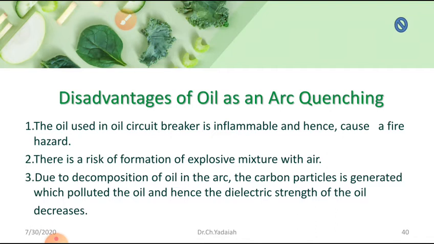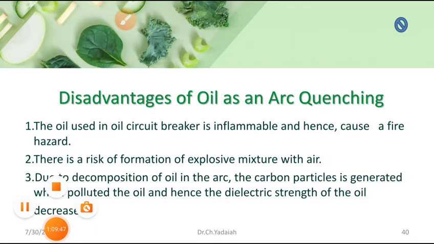So these are the things you already know. What are the advantages? It has a high dielectric strength. It acts as an insulating media from the live part to the body part, and it has hydrogen gas, which acts as a good cooling property. Now what are the disadvantages? It is inflammable with a risk of explosion, and at the same time there is carbonization of the oil. With a continuous large number of operations, carbon formation takes place, and then the dielectric strength of the oil decreases. So we have to filter it frequently. These are the few things we have seen here.